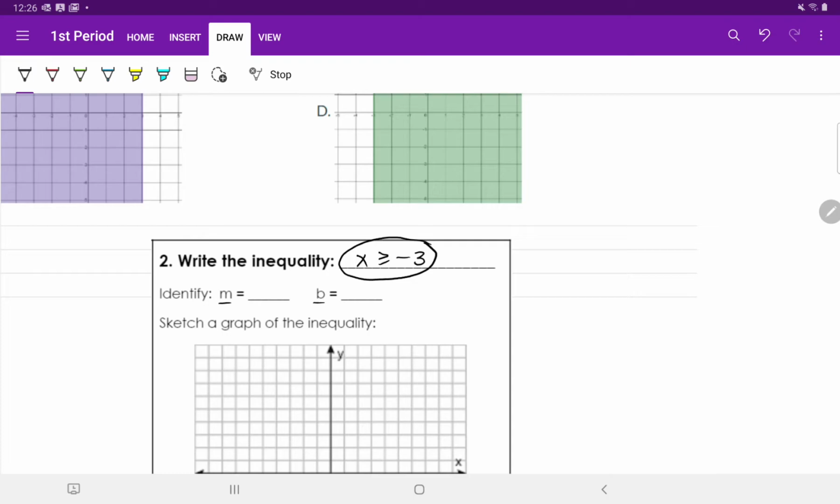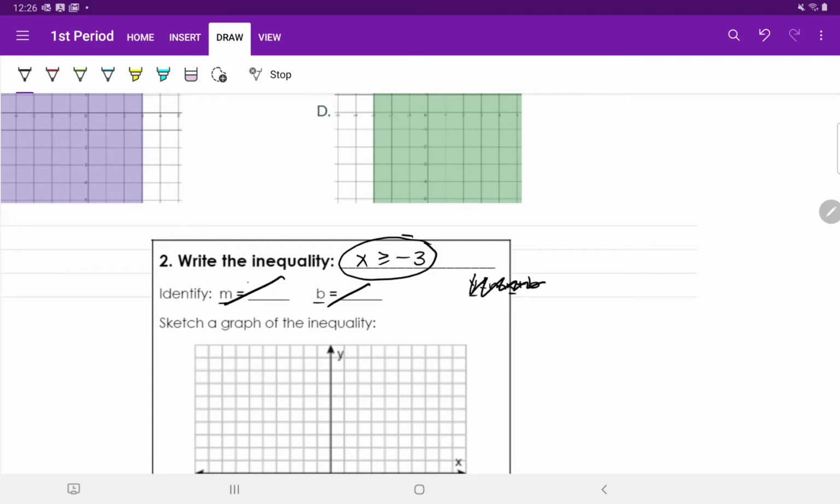Y, we can't find those. So M and B are numbers that exist when you have Y equals mx plus b, or Y is less than or equal to or greater than or equal to, something like that. Our slope-intercept form requires a Y and an X. Well, we don't have that. So we don't have an M or a B.